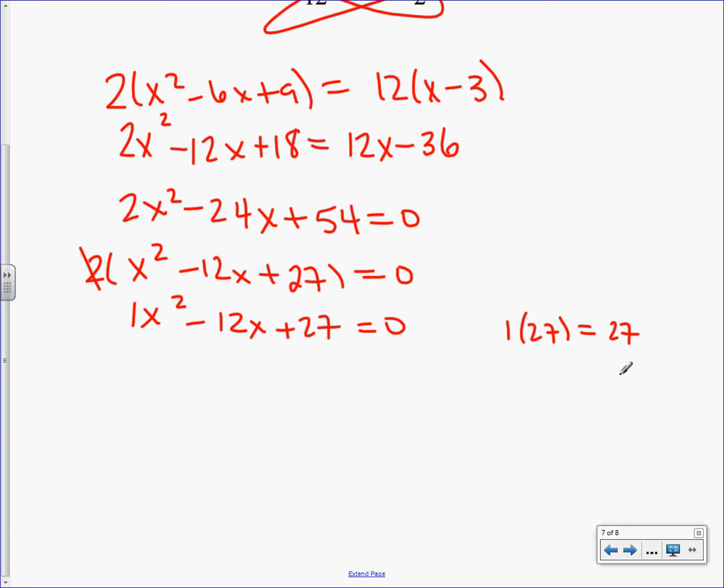Since you probably don't remember this super great, I'm going to write everything down. So I've got 1 and 27 and 3 and 9. Those are the only ways that I can multiply to 27. Do you guys get that?